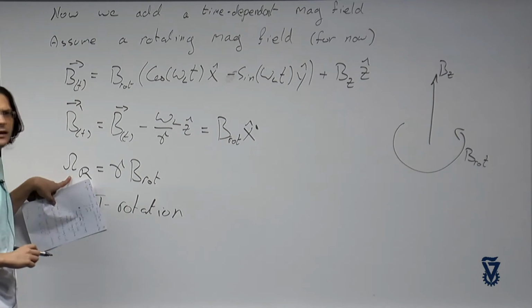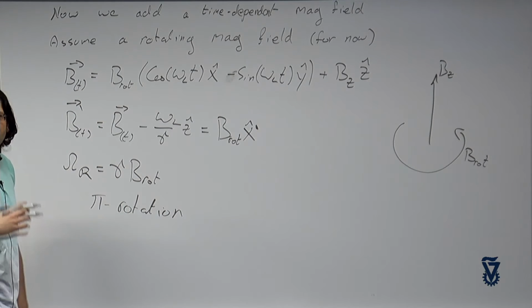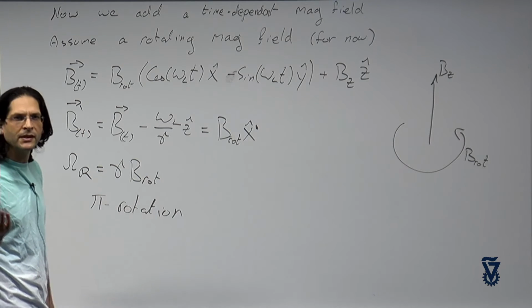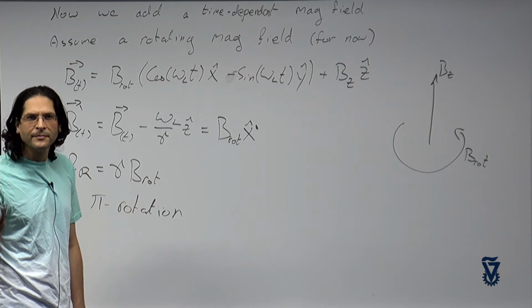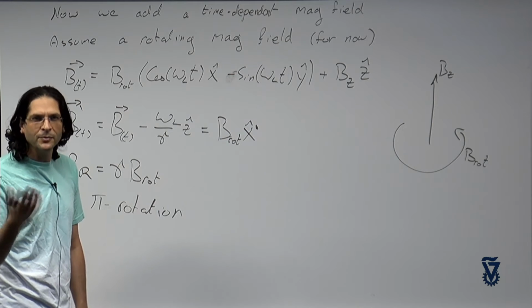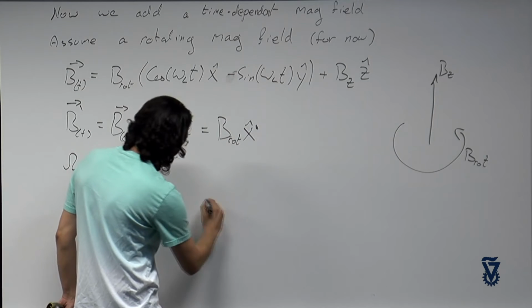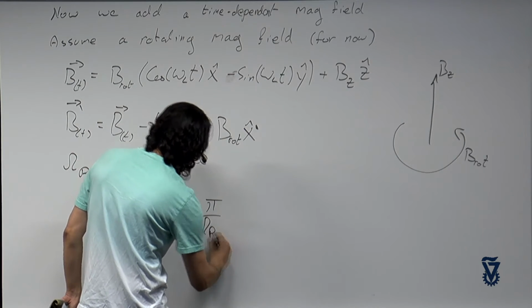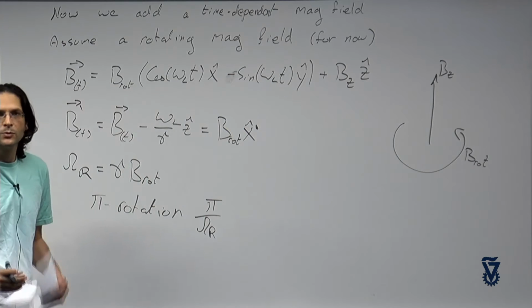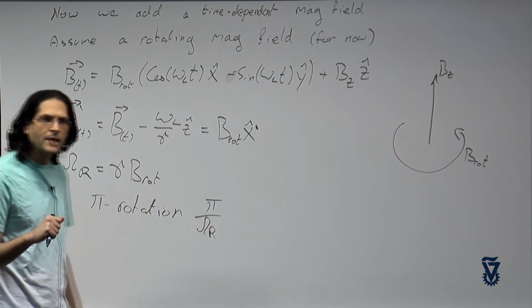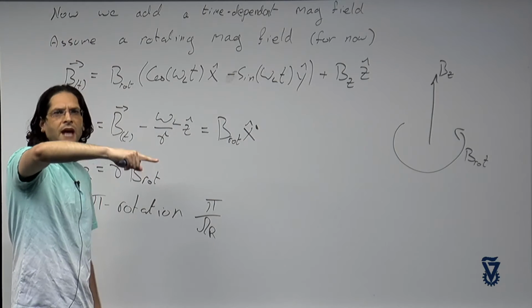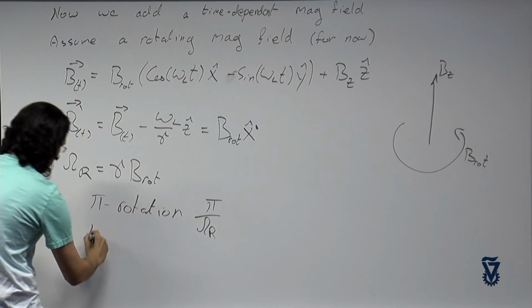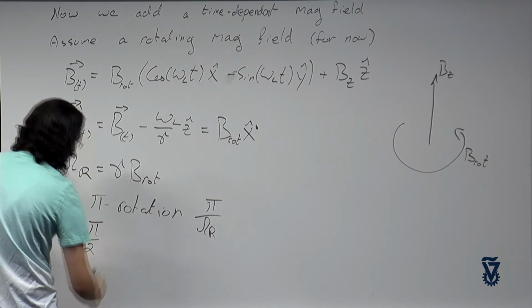This is your frequency. I want to get a pi rotation, flip the magnetization. Half the period. Half a period, which is pi over omega r. This will flip it. Another thing you can do is you don't have to flip it completely. You can do half a rotation. So you can do a pi half rotation.